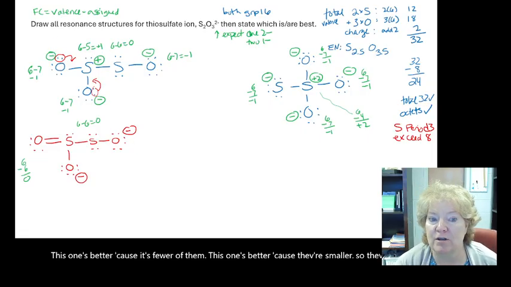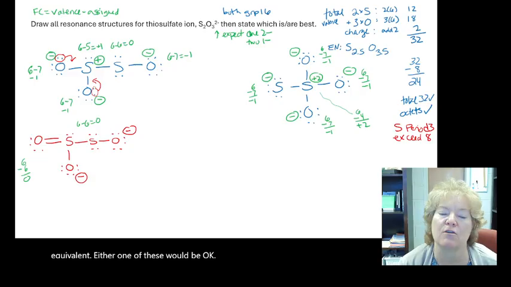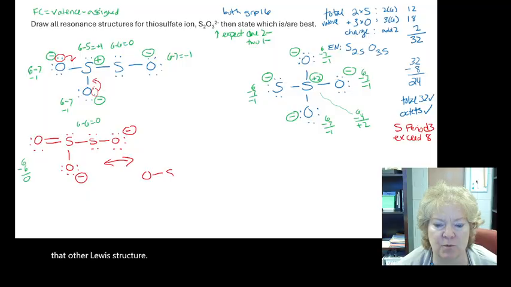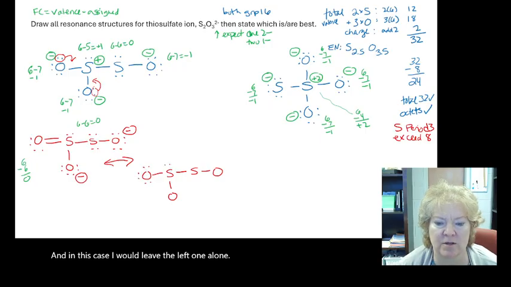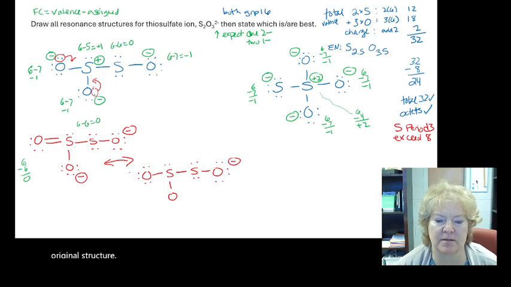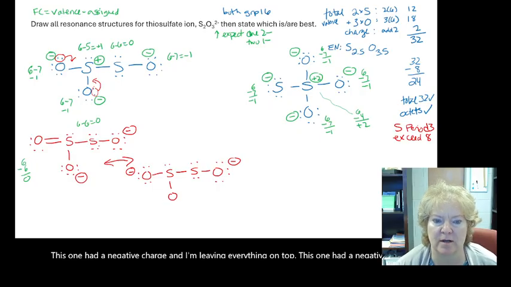So I could have done it here. However, I could have also done it here. So let's do that other Lewis structure. And in this case, I would leave the left one alone. I'm only going to change this bottom one. So I'm going to reduplicate everything that I had in the original structure. This one had a negative charge, and I'm leaving everything on top. This one had a negative charge, but I'm going to change this one. I'm going to get rid of this lone pair, and I'm going to make a double bond instead.